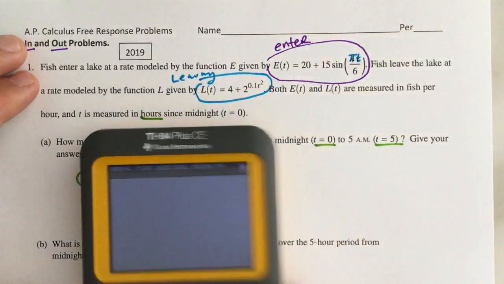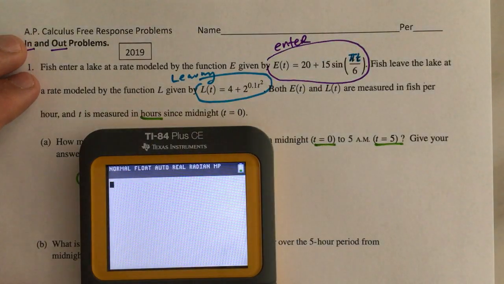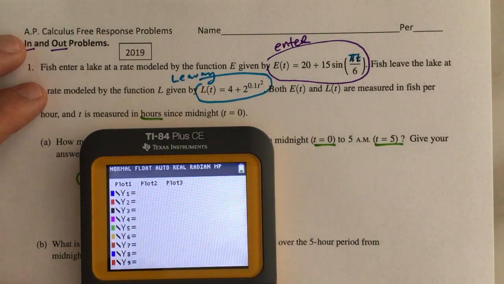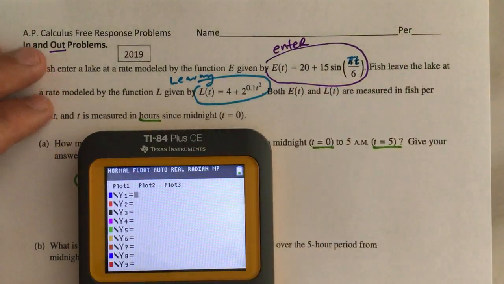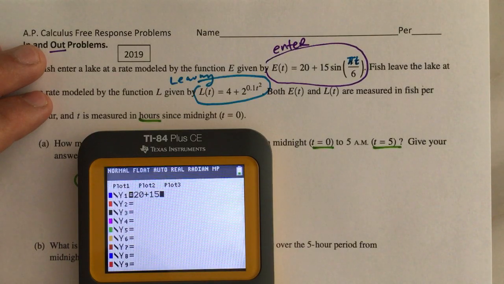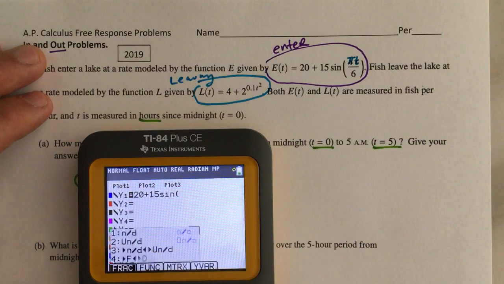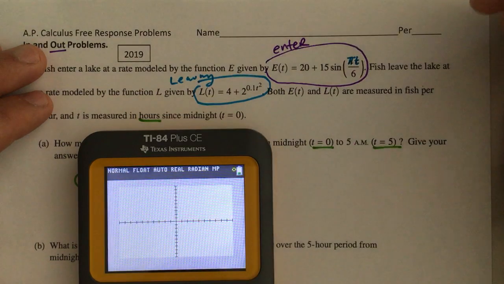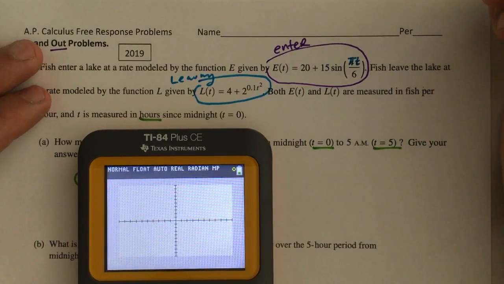Okay, so from here, I'm going to go ahead and graph it. Let me make sure that my calculator is in radians, and it is. And then I want to carefully enter this. So I have 20 plus 15 sine, alpha f1, pi x over 6. Close the parenthesis. And I'm going to hit zoom 6 just so it graphs on a nice window, and wait for it to graph.